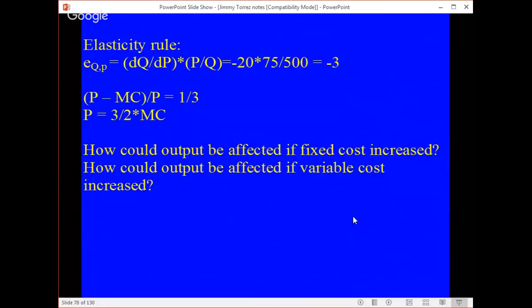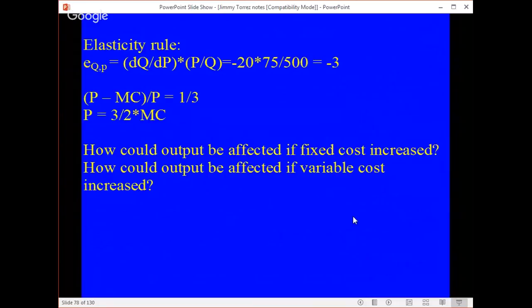So the question I have here for you guys is, how could output be affected by an increase in fixed costs? It doesn't affect it, because you would be adding to the cost, and the derivative to find marginal cost would be zero. Exactly. It's not going to affect your profit maximizing point because it's fixed costs. And we're setting marginal costs equal to marginal revenue at the profit maximizing point.